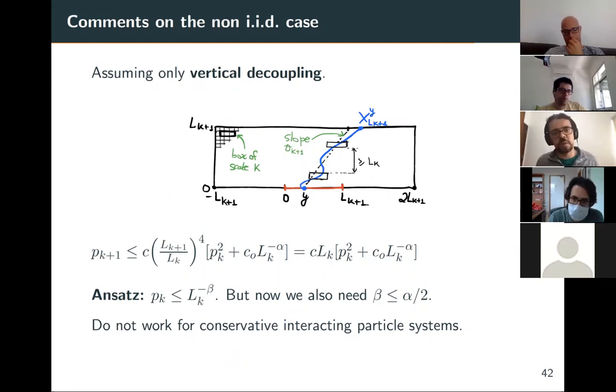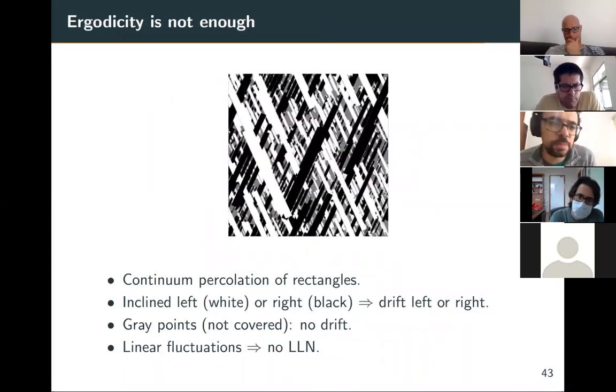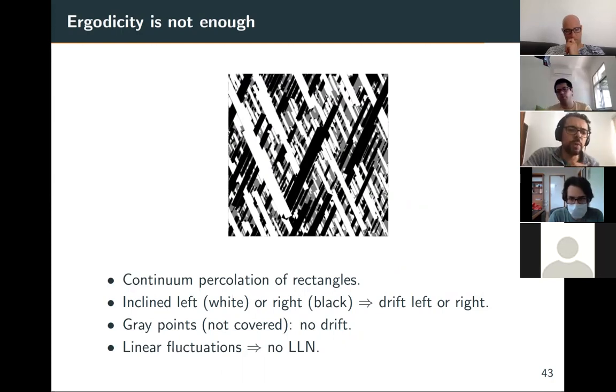But towards the end of the talk, I will try to show, I don't know how much time I have, but I'll try to at least hint at how to deal with the exclusion process, for instance. So it's a good question to try to prove the law of large numbers under less strong mixing conditions. One question that we can pose is whether mixing alone is enough, and this is not the case.